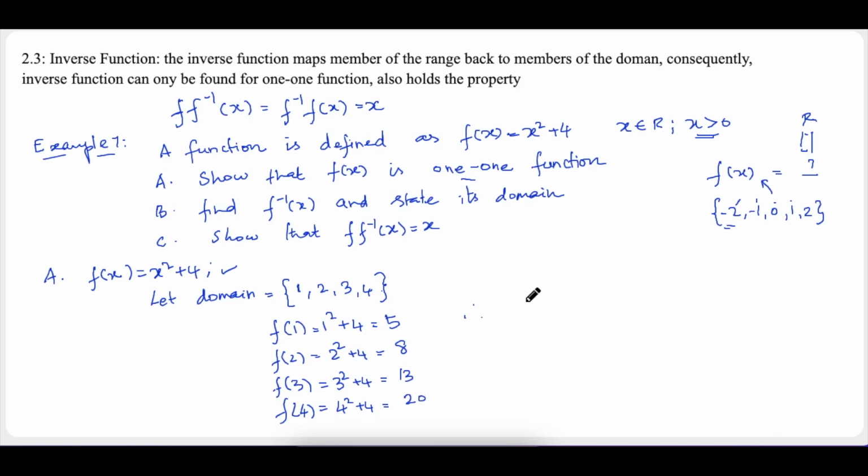Therefore, we have the domain of 1, 2, 3 and 4 and consequently we got the range of 5, 8, 13, 20. So each value of x corresponds to a unique value of the range. So this is a one-to-one relation. Got it? Right.